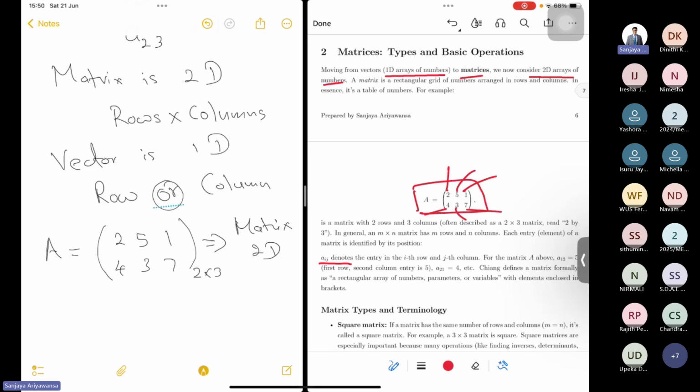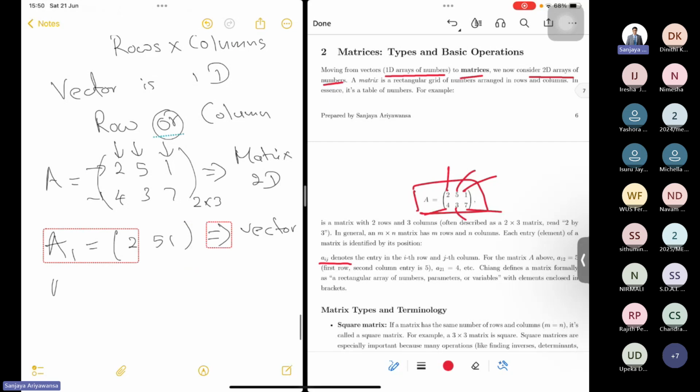It's 2D because you have rows and columns. Whereas if you take, let's say, A1, only 2 5 1, this is a vector. Why is that? Because it only has a row. Also, if you take A2, let's say 2, 4, this is also a vector. This is a column vector. This is a row vector. It's one dimensional. It only has a column or a row.